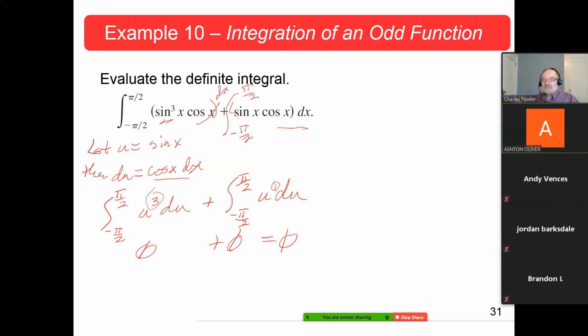Now, if either one of those turned out being even, then we would have doubled the integral from 0 to pi halves. But both of these turned out odd. Okay? And sure enough, that's what they got.